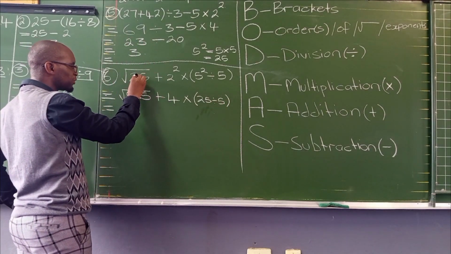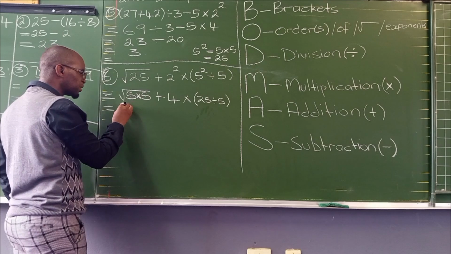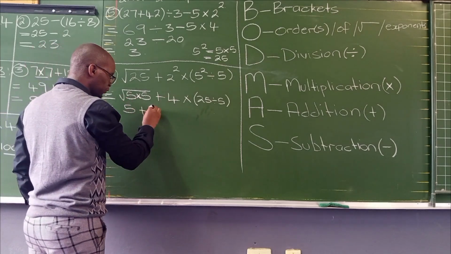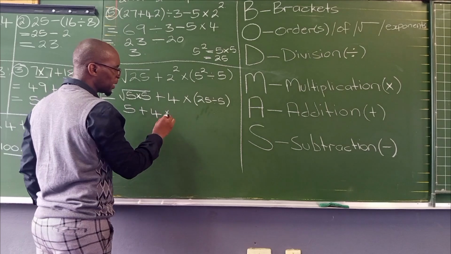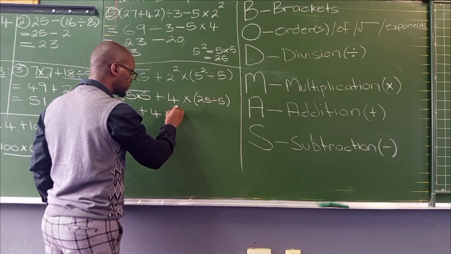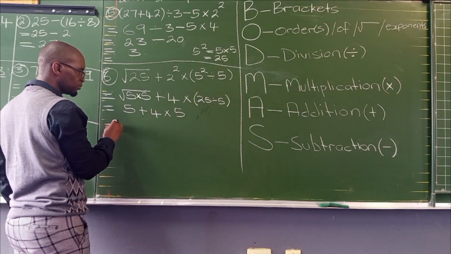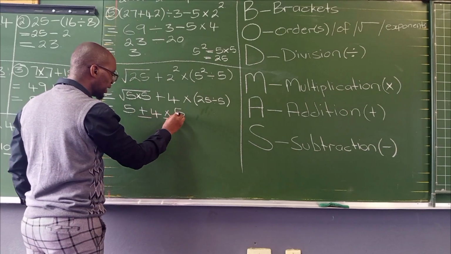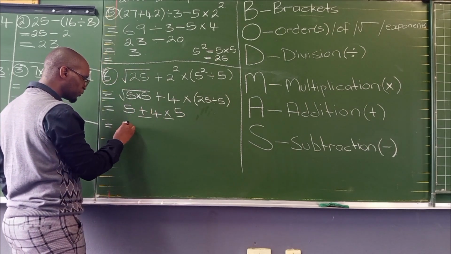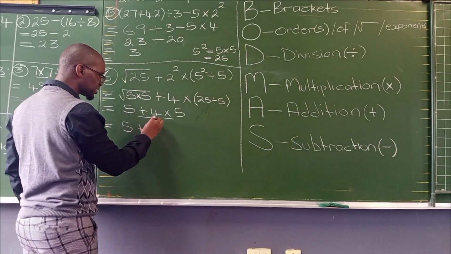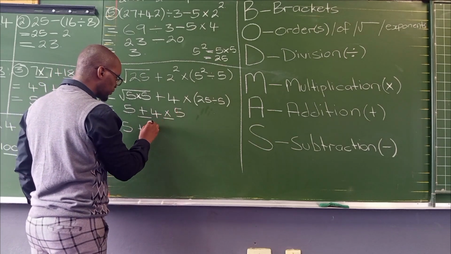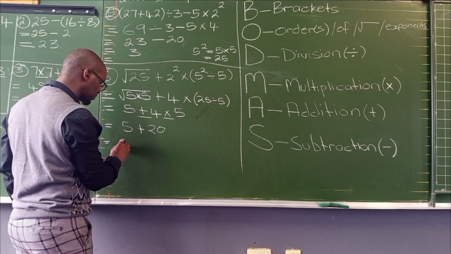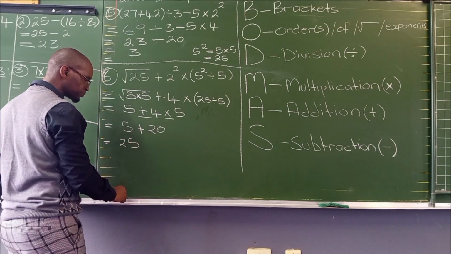Now, the square root of 25 is 5 times 5. That means the square root of 25 is 5, plus 4 multiplied by 25 divided by 5, which is 5. Now, I still check my operations. I need to multiply here before I add, so I drop my addition sign. 4 multiplied by 5 gives me 20, and 5 plus 20 gives me 25.